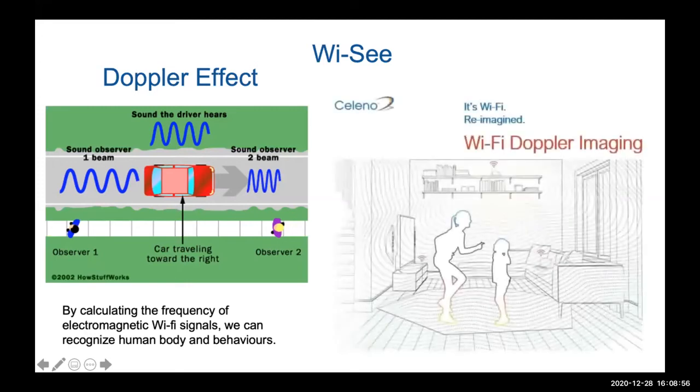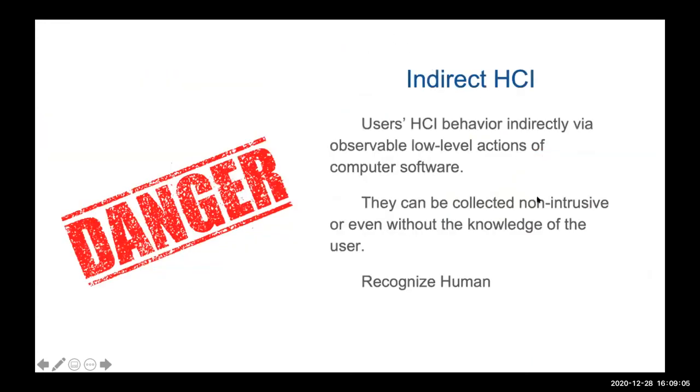This frequency deviation lets us know your motion. An example output is here: Wi-Fi Doppler imaging. You can see we can detect bodies and motions with color. Let's move on to Indirect HCI.